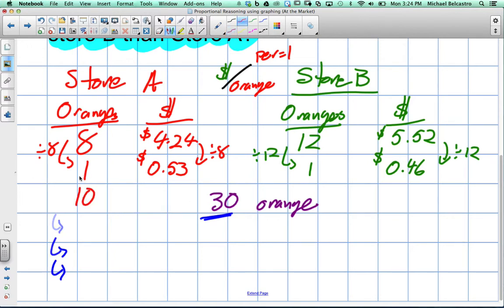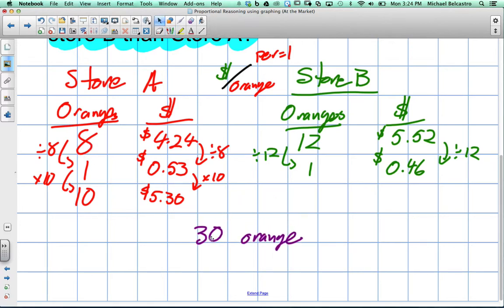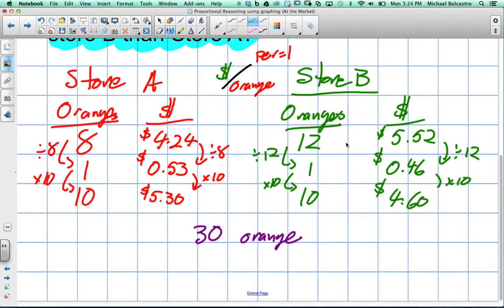I want to move up to 10. Well, from 1 to 10, we know we multiply by 10. And it's actually pretty easy to multiply a decimal by 10 because we just have to move the decimal over 1 spot. So this would be $5.30, which makes sense. 10 oranges cost more than 8. With that same idea, let's move this down. Let's find out at store B. We want to move up to 10 oranges. And again, we just move the decimal over 1 spot, so it's $4.60, which makes sense. 10 oranges is less than 12.